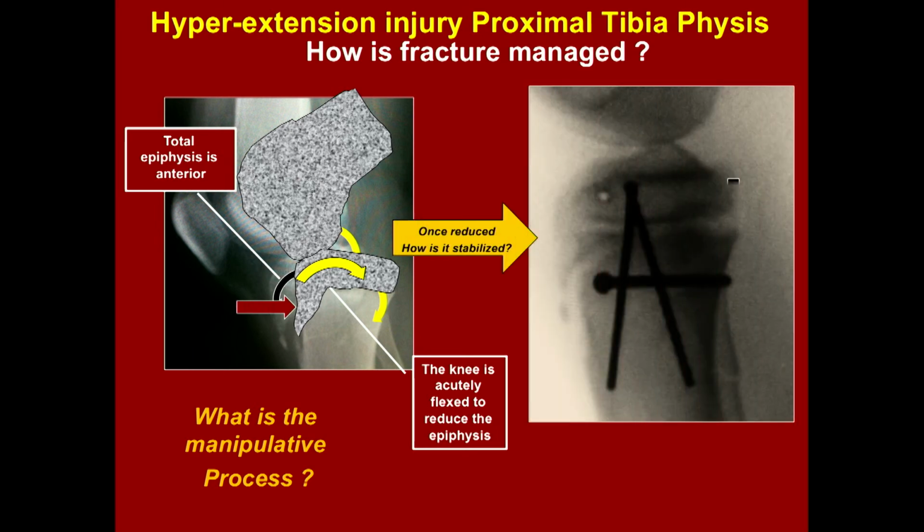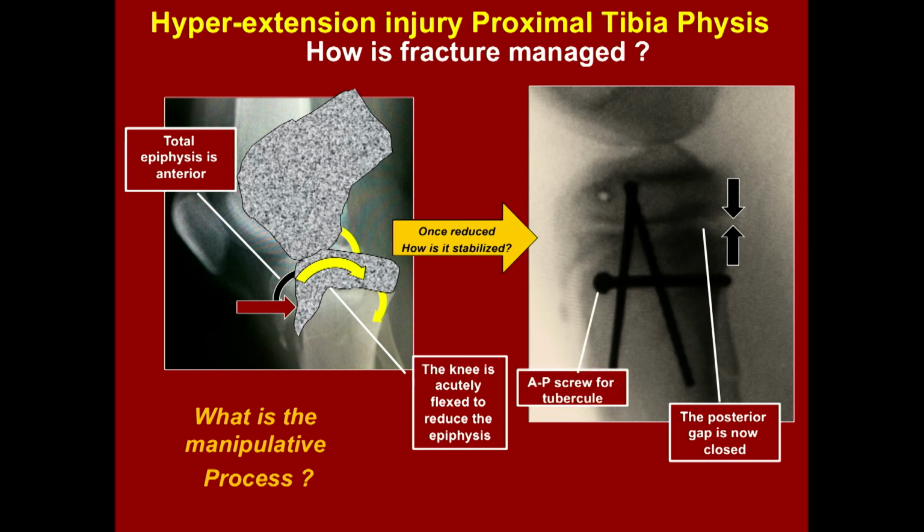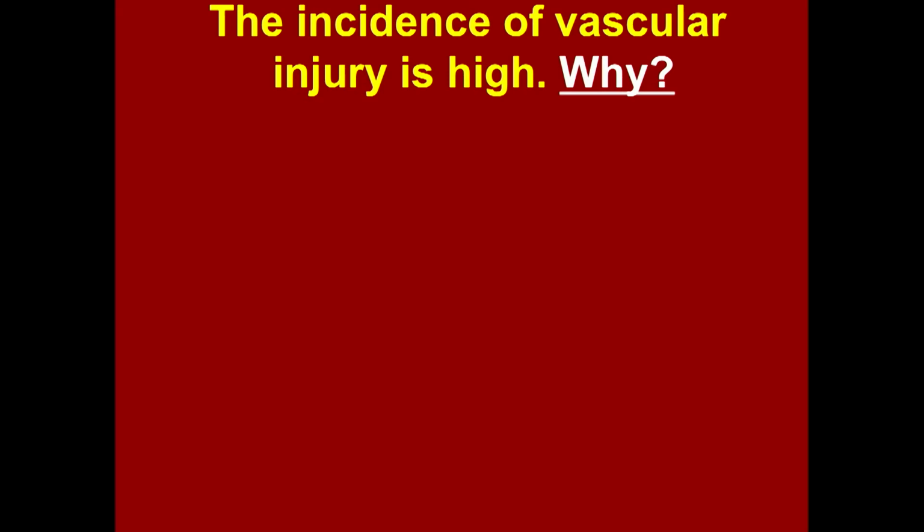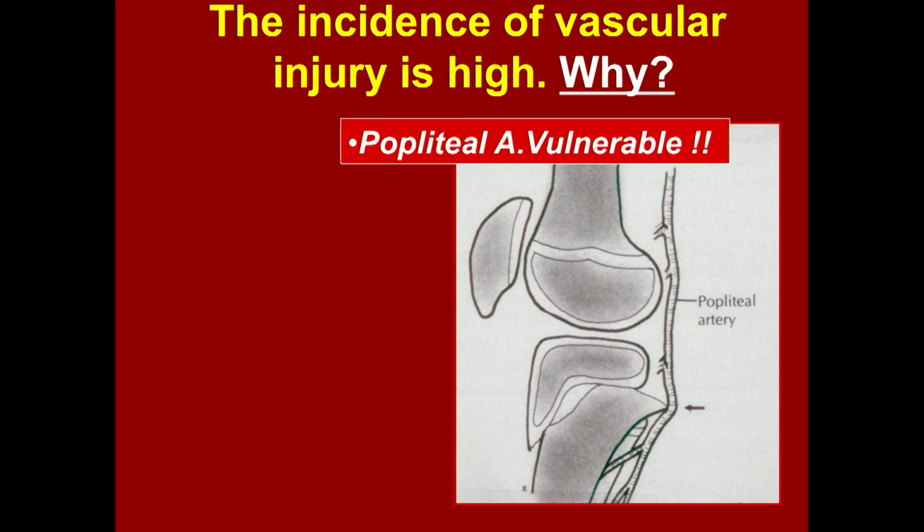Once it's reduced, the posterior gap is now closed, and you use an AP screw for the tibial tubercle, and then you use cross pins for the epiphysis. Now, again, you told me the incidence of vascular injuries, right? And so the popliteal is vulnerable.